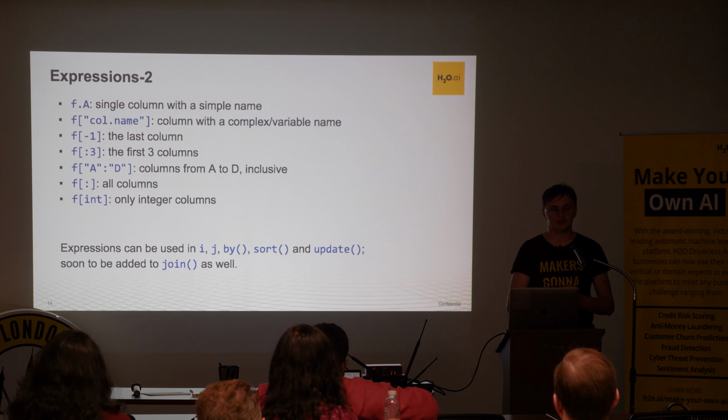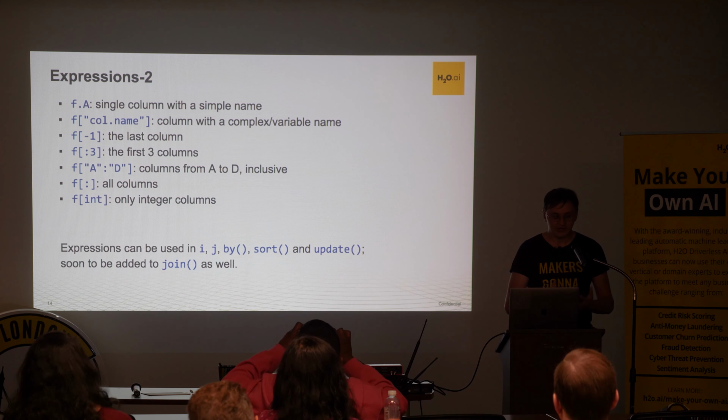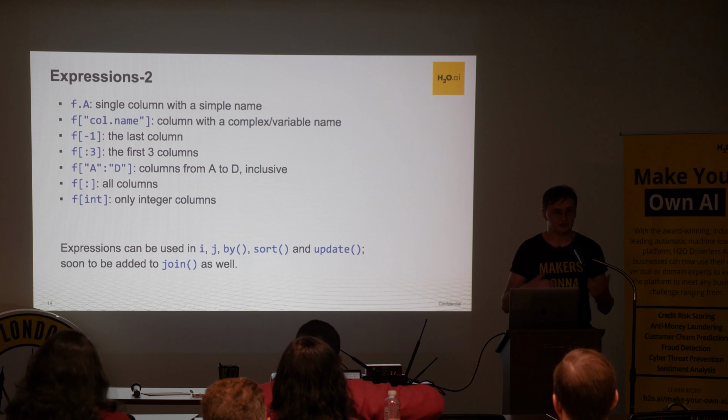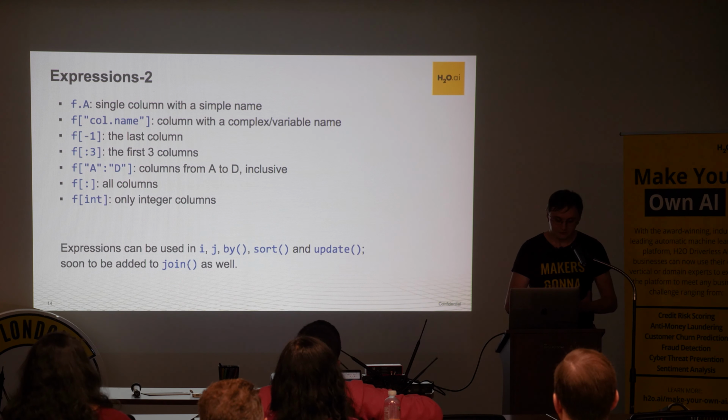Okay, so what else can we do with this f symbol? We can overuse this f symbol. We like it a lot. So f.a is a single column with a simple name. If you have a more complicated name that you cannot put in a variable, then you would use f square bracket and put the name of that column in a variable or just as a simple string.